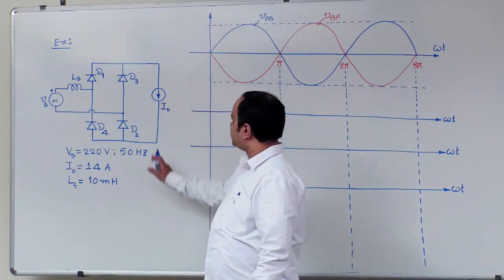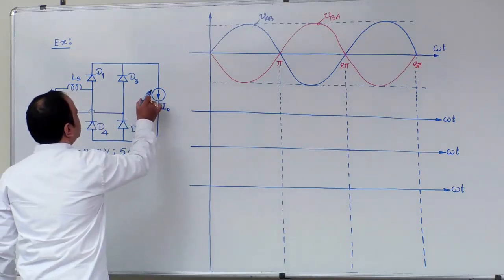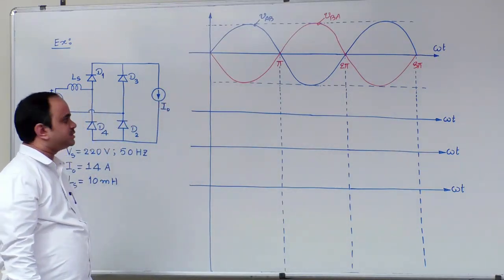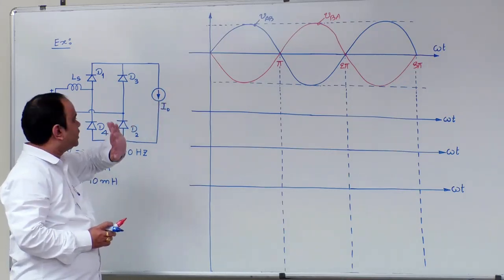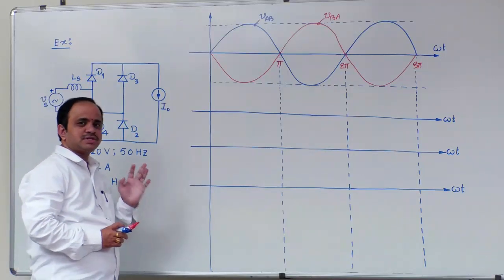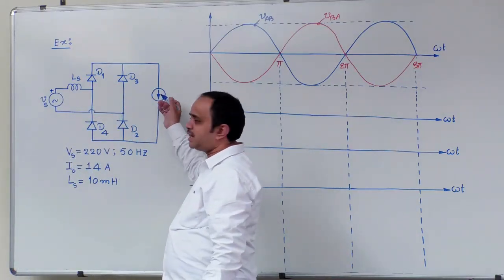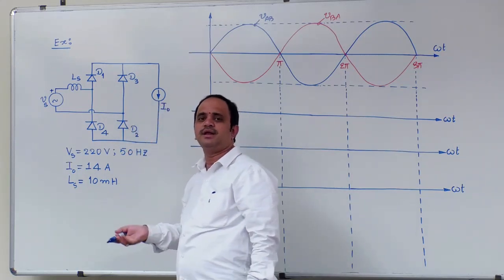Before starting the solution, I just want to tell that this is not an ammeter. Generally, while doing this problem, students will have a feeling that, sir, what is the reason to connect an ammeter here? It is not an ammeter. Constant load current, sometimes it can be represented like this also. Of course, in our theory, we represented with a rectangular box.